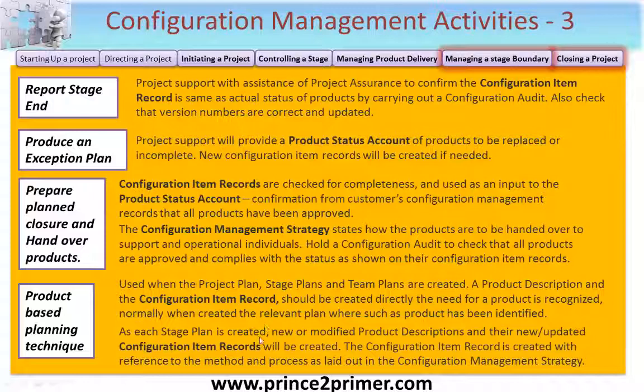Also, as each stage plan is created, new or modified product descriptions and their new or updated configuration item records will be created. Each configuration item record is created with reference to the method and processes as originally laid out in the configuration management strategy.